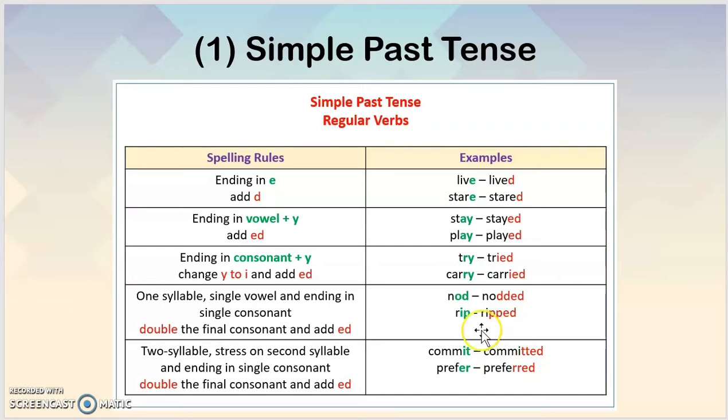Okay. Last one, two syllable. Stress on second syllable and ending in single consonant. Double the consonant and add ed. For example, commit. Commit. You double the consonant. The consonant is T. Committed. Double T, ed. Committed. Prefer. You double the consonant R and plus ed, so it becomes preferred.